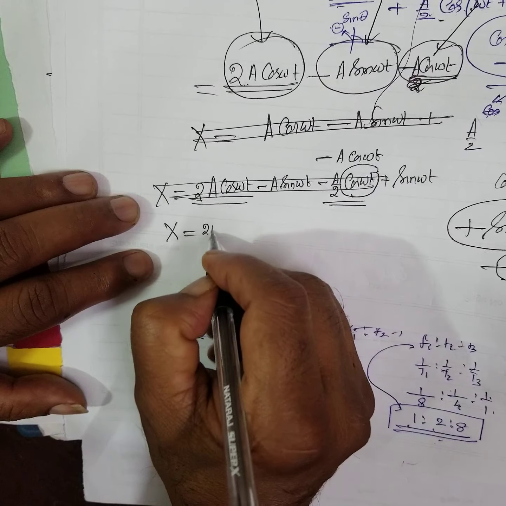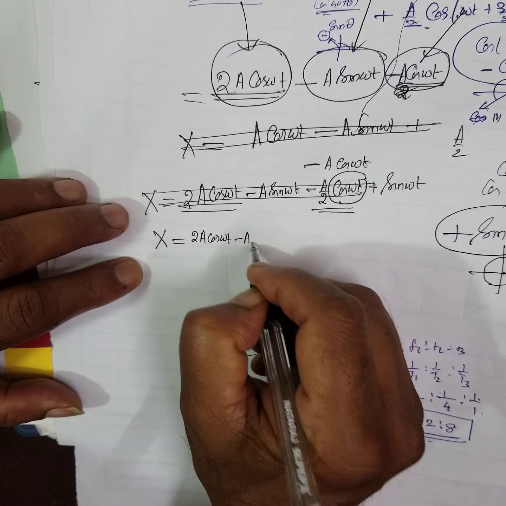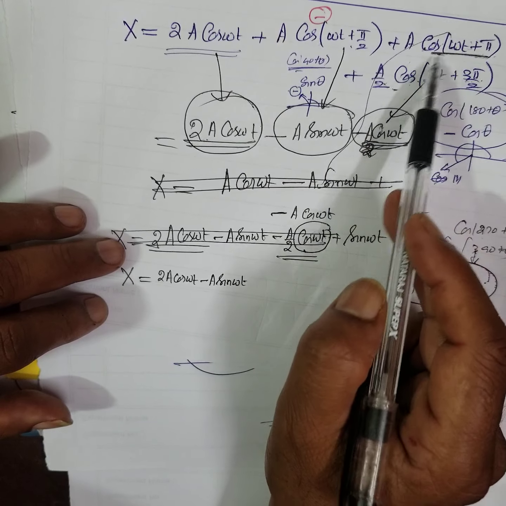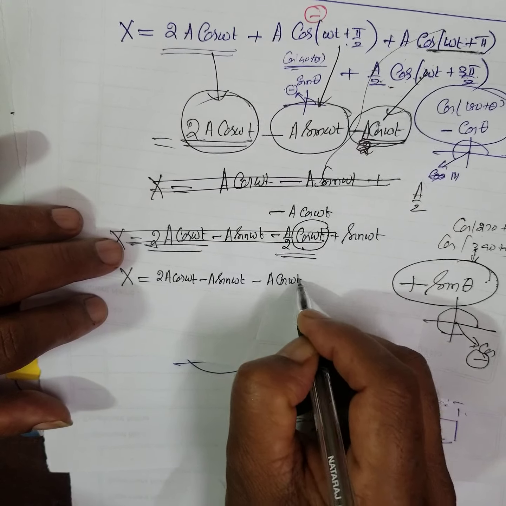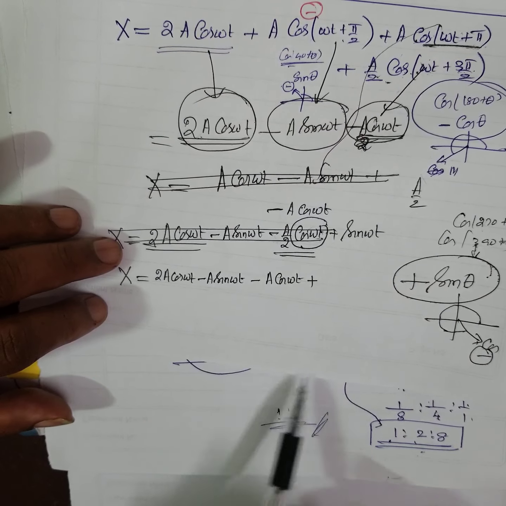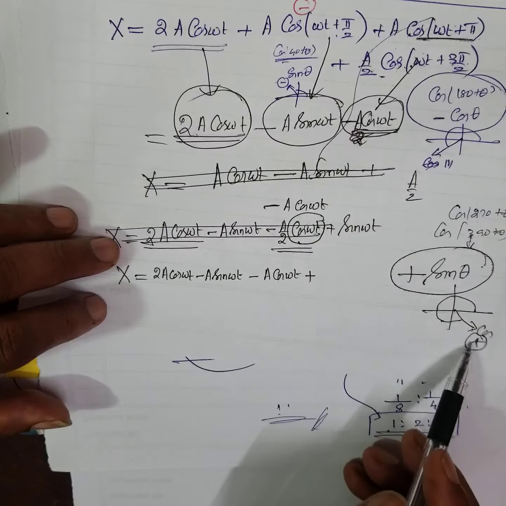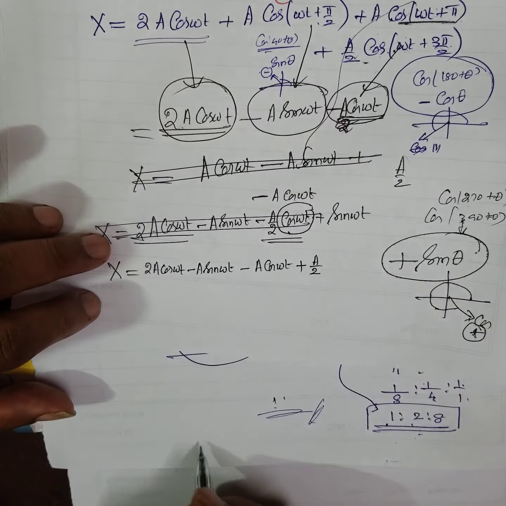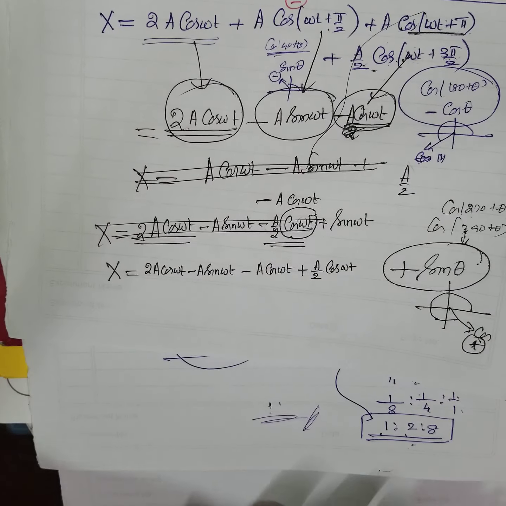That is what? 2a cos omega t. This portion, what will you get? Minus a sin omega t. Then what you got, this much, this is nothing but what? Minus a cos omega t. This portion plus, because this cos comes in the fourth quadrant, it is plus only, but here I forgot to write a by 2. A by 2, then what? Cos omega t. See, this type of confusion certainly comes.